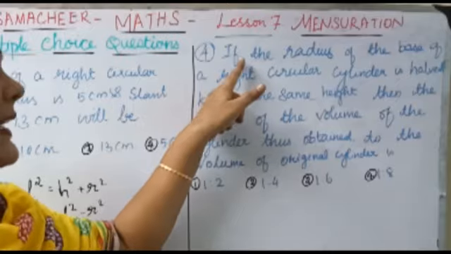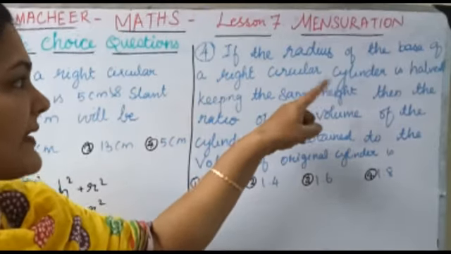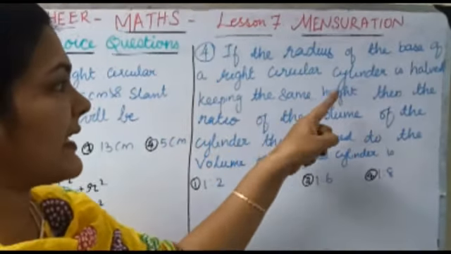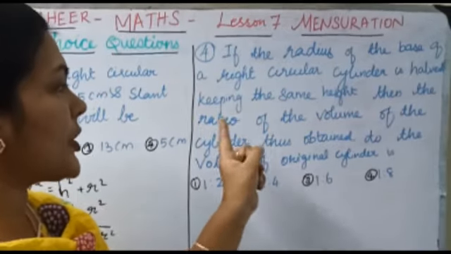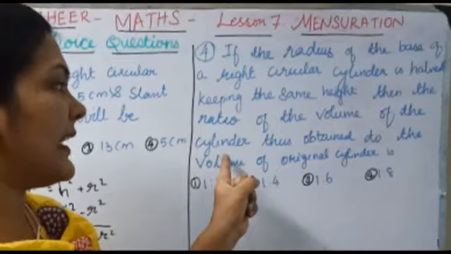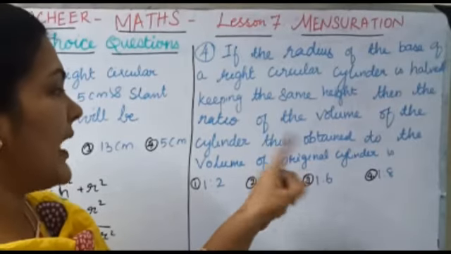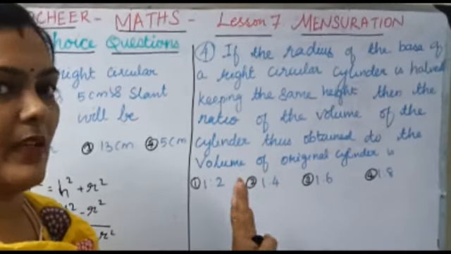Fourth question. If the radius of the base of a right circular cylinder is halved, keeping the same height, then the ratio of the volume of the cylinder thus obtained to the volume of the original cylinder is, okay ma?